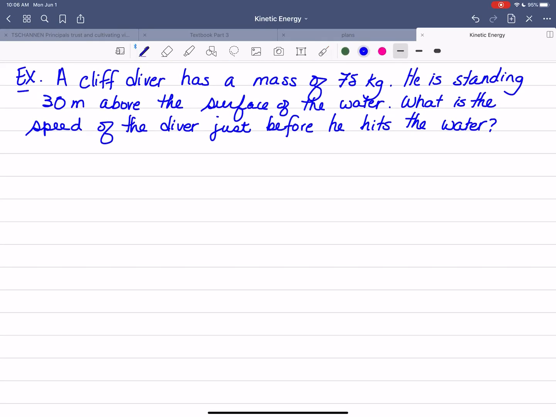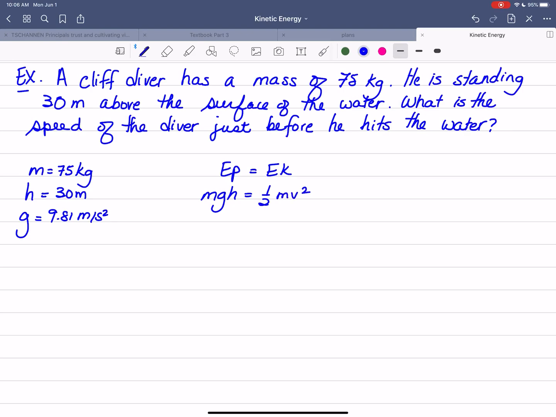So M, 75 kilograms, H we said was 30 meters, G is 9.81 meters per second squared. That's the acceleration due to gravity, and it's always a constant. So our formula is EP is equal to EK, or mgh is equal to 1/2 mv squared. Okay, so let's do this side of the equation.